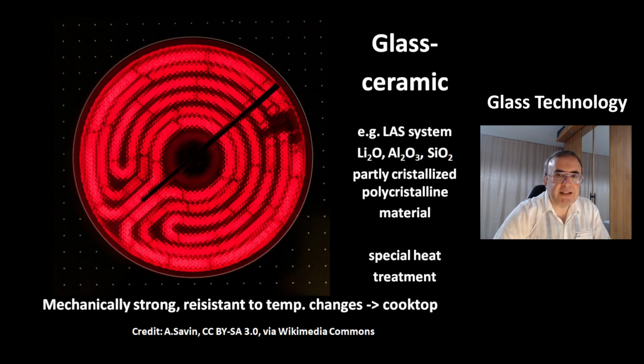And this is a picture of glass ceramic. There are several systems, for example, the LAS system, which is lithium oxide, aluminum oxide, and silica. This is partly crystallized polycrystalline material. There's a special heat treatment that you can use to adjust the crystallization degree. And glass ceramic is mechanically very strong. It's resistant to temperature changes, and that's why it can be used for cooktop.